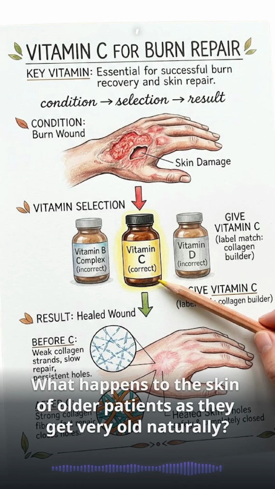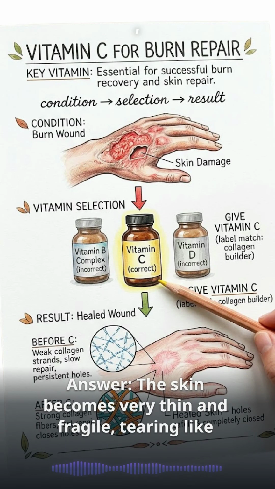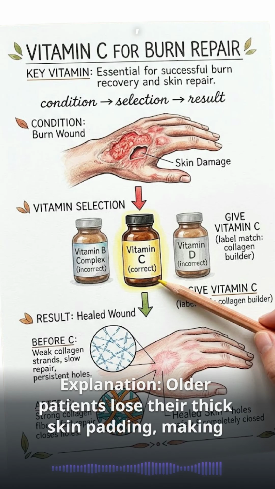58. What happens to the skin of older patients as they get very old naturally? The skin becomes very thin and fragile, tearing like delicate tissue paper very easily. Older patients lose their thick skin padding, making them prone to painful skin tears.